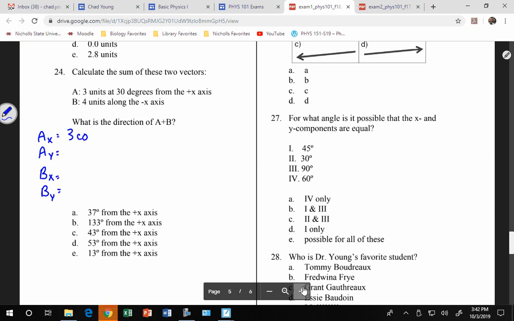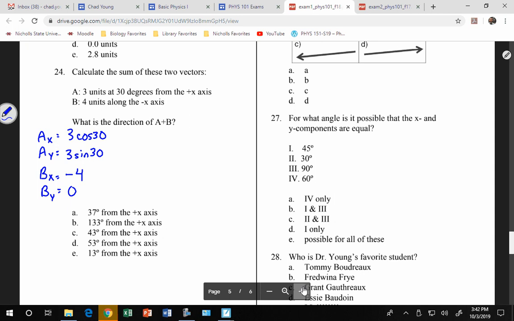AX is 3 cosine 30. AY is 3 sine 30. BX is -4 and BY is 0. BX is -4 because this is 4 units along the negative x-axis. And BY is 0 because this is on the x-axis. It has no y component at all. It's all on the x-axis.